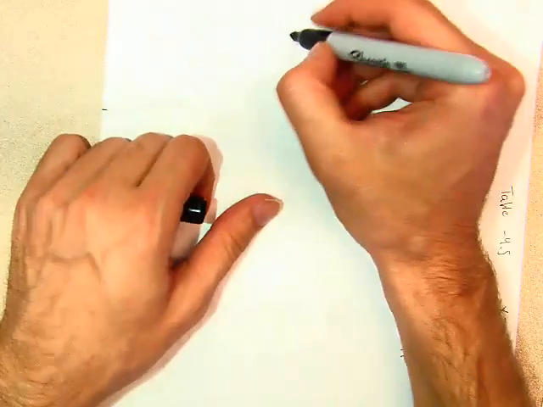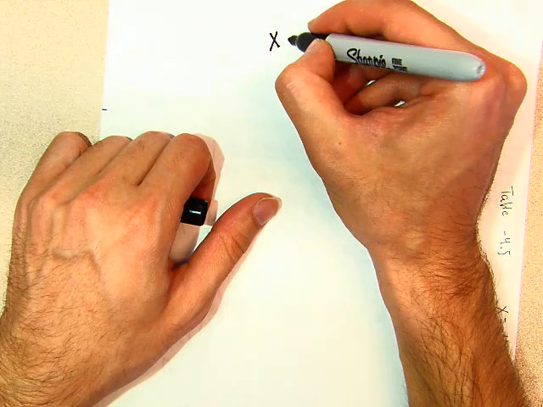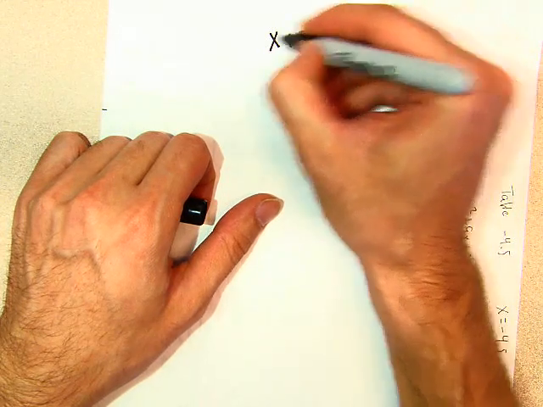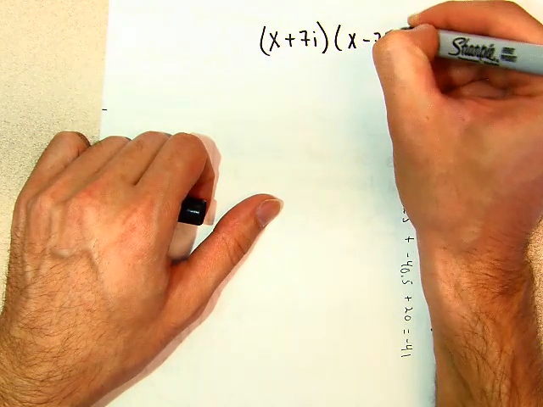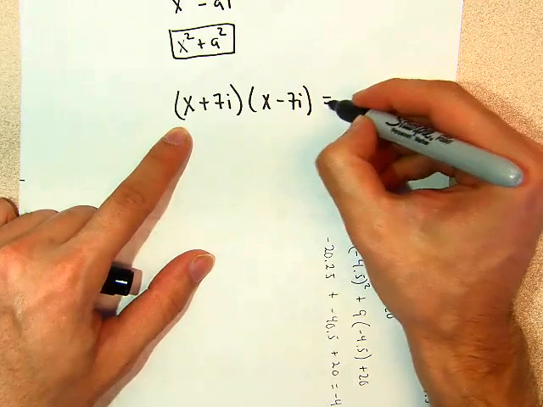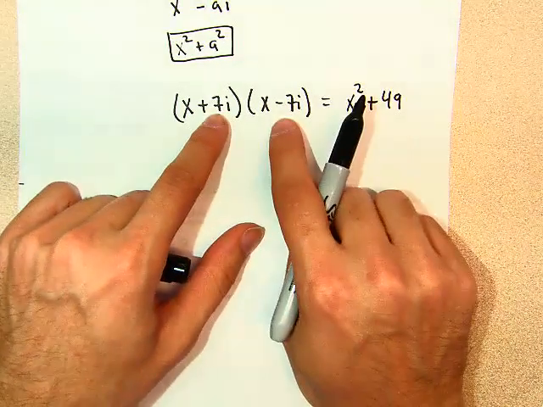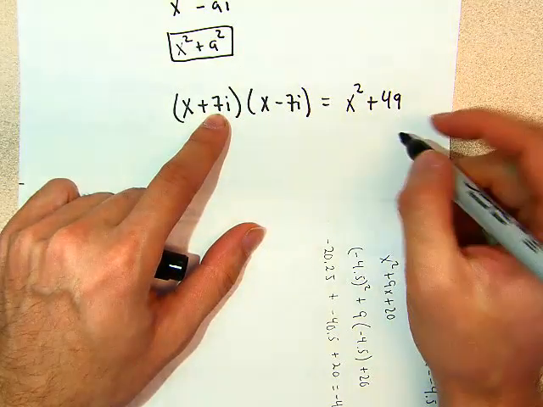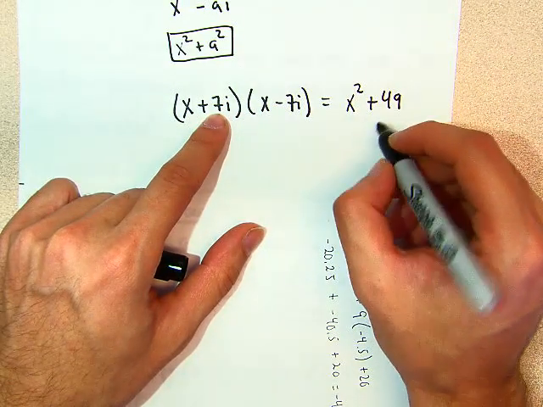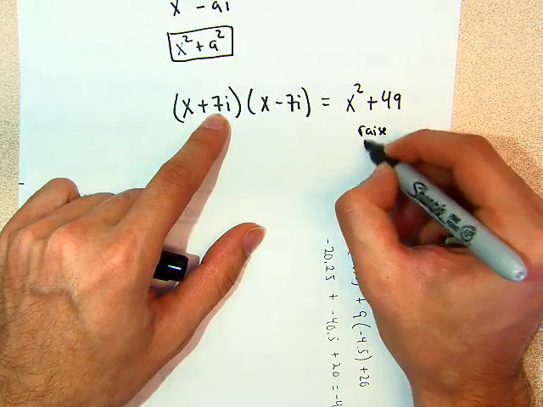And that's what's happening here. If I have, let's say, x plus 7i times x minus 7i, this is simply equal to x squared plus 49, because we're taking that a and just squaring it. If you have any questions on this, just raise your hand and I will show you. Okay?